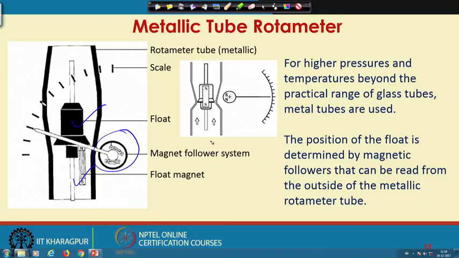So, this is another schematic for the same concept. Basically, you have attached a magnet with the float, and the magnet changes its position as the float changes its position with flow rate. Now, you have a follower magnet from outside the tube, and the follower magnet can actuate the movement of a pointer against the scale. This way, you can read the float position from outside.